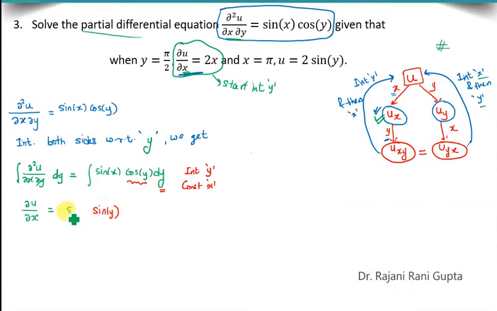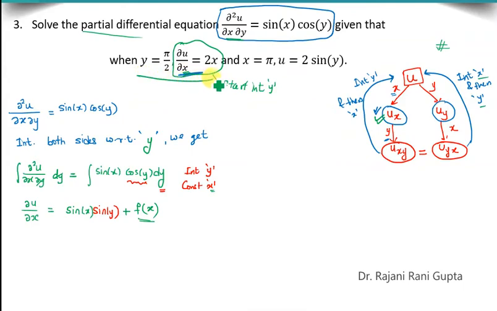And sine of x being constant, we will not change it. We'll keep it the same: sine x sine y plus, now here the constant of integration, which will be a function of x, the variable which was kept constant. Okay. Now we need to find the value of f of x. To find that value of f of x, we will make use of this condition.